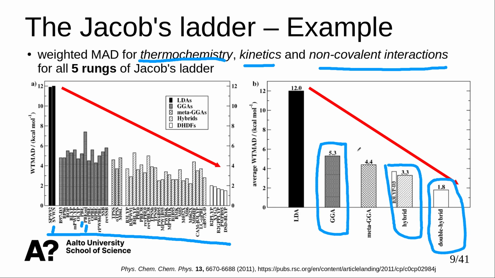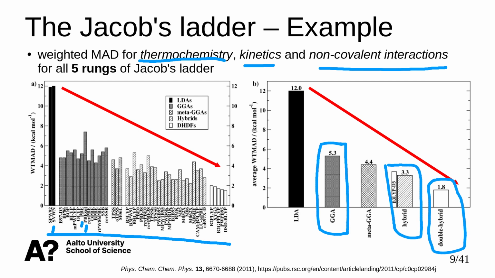So depending on the question you want to answer, you have to also choose your exchange correlation functional. I mean, it depends on one hand on your material system. Can you actually use a hybrid, for example, for your system? But also, do I need the additional accuracy, and am I willing to pay the computational price for that?